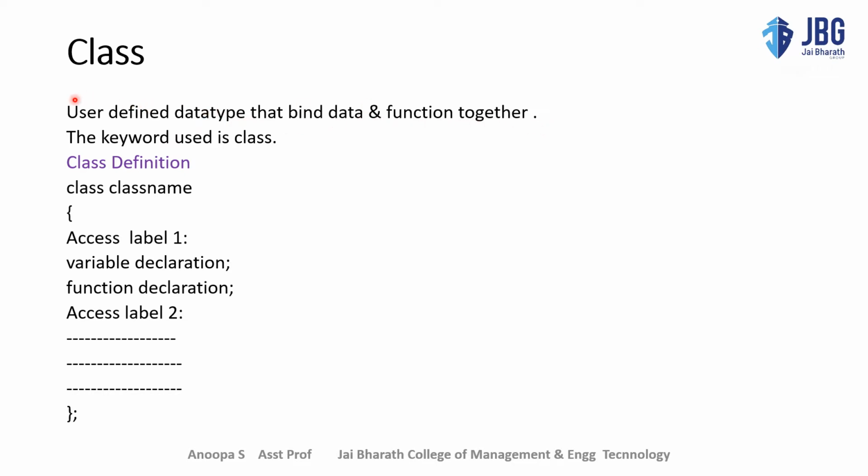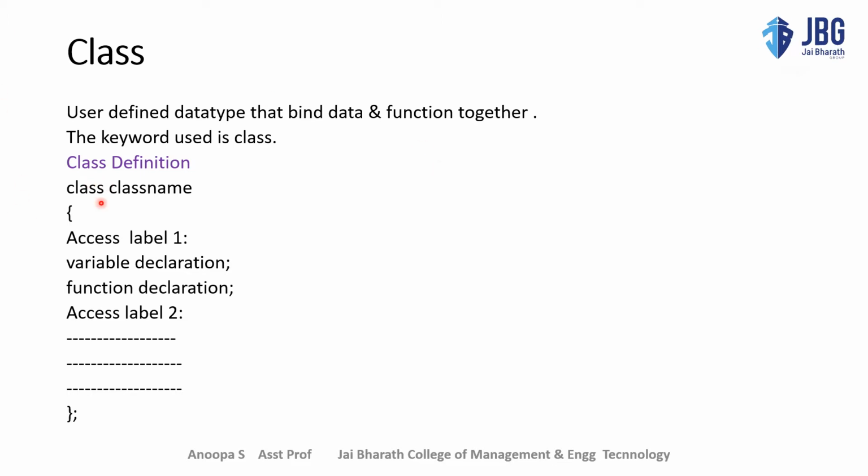So it is a user-defined data type that the programmer defines, and it will consist of both data and function. That is why it is said that it can bind data and function together. Then, in order for the compiler to know that it is a class, we will be using the keyword class.